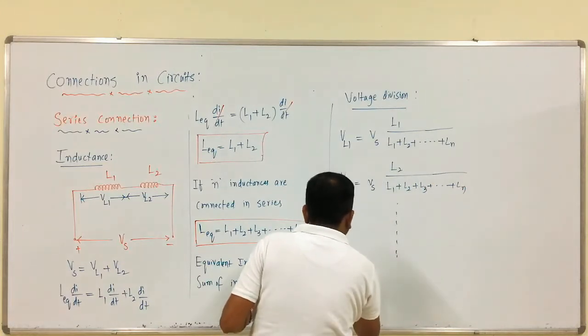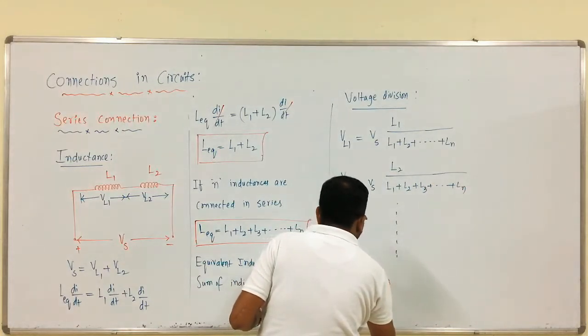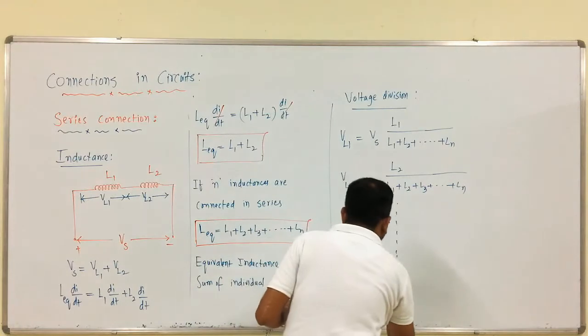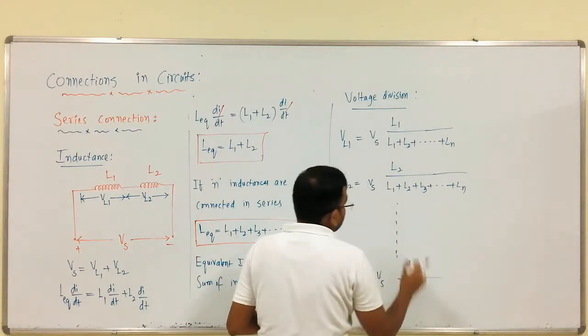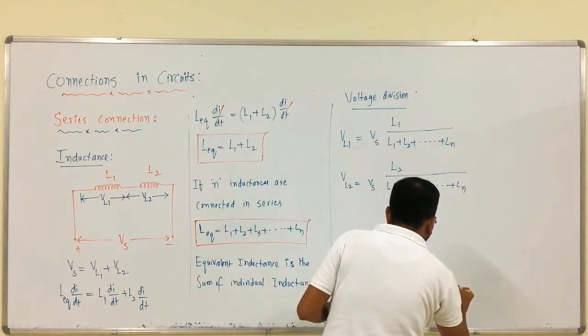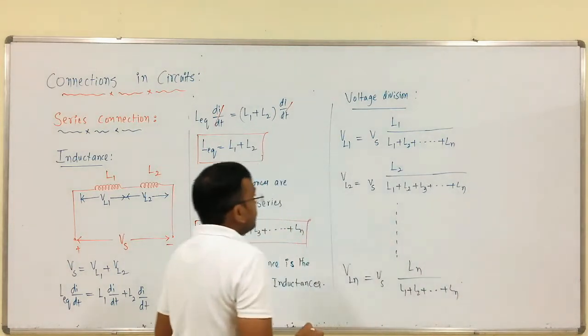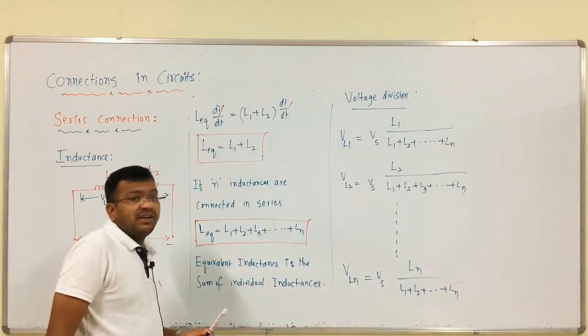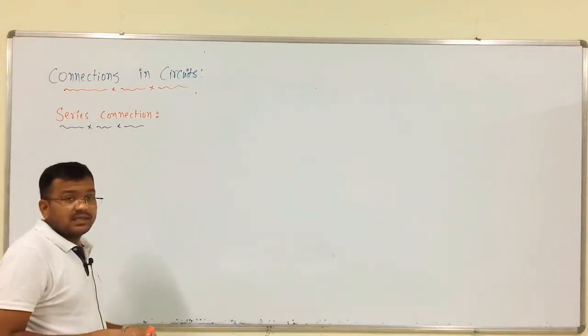Same for the voltage across the nth inductance, that is Vs into the present branch inductance, Ln, by L1 plus L2 up to so on Ln. So, this is the voltage division principle in the case of inductance. Next, we will discuss capacitance.